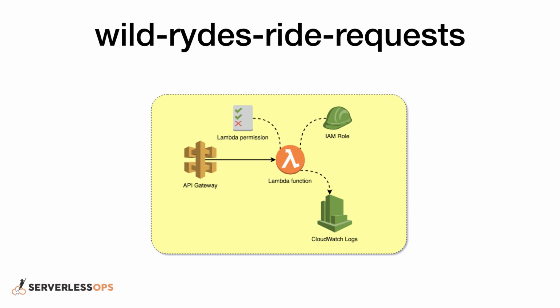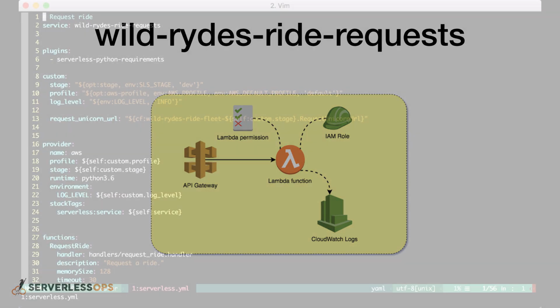Now we move to the Wild Rides Request Ride service. This service is responsible for receiving ride requests and returning pickup information to the user. This is another RESTful web API consisting of an API gateway endpoint and a Lambda function. When a ride request is made to it, the service makes a web request to Wild Rides Ride Fleet for a unicorn and returns the information to the client.